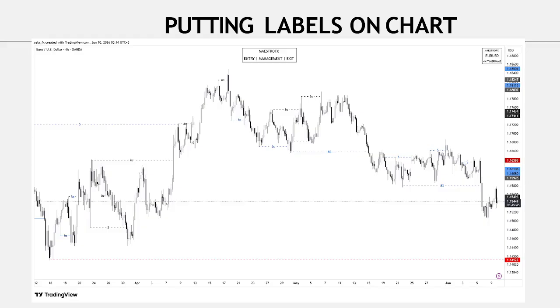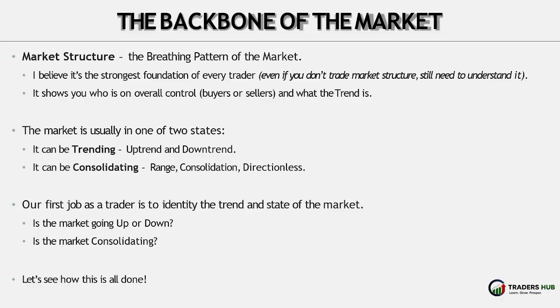Moving forward, what is market structure? The backbone of the market. Market structure, in simple layman terms, is the breathing pattern of the markets. I believe it is the strongest foundation of every trader. Even if you don't trade market structure, you still need to understand it, because it shows you who is in overall control, be it buyers or sellers, and what the trend is.